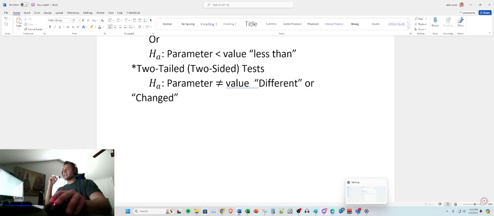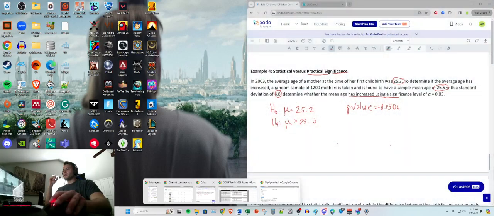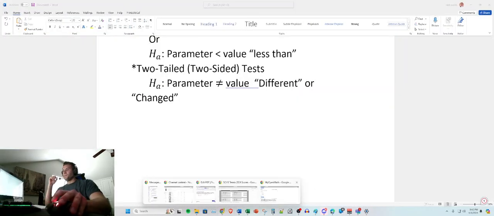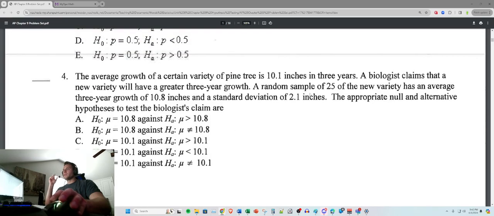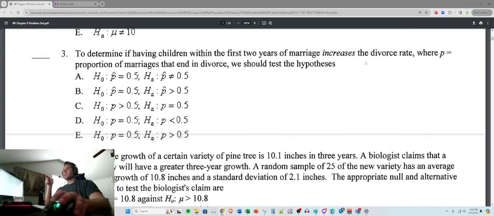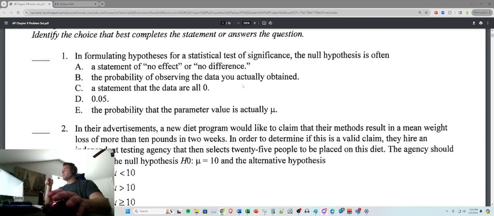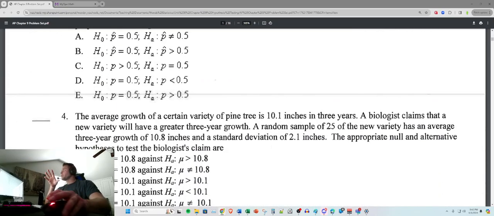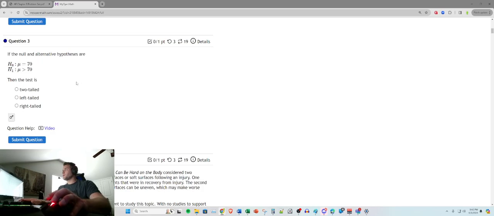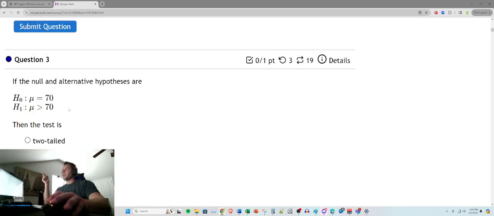I think we saw that in that last question. This one was increase. As you read problems, you're just looking for that language. So for instance, let's just look at this one. This is question 3. On this one, you've got the null is that it's equal to 70, and then the alternate, here's that H1, is greater than 70. So we need to specify direction as well. So you have the direction left or right.